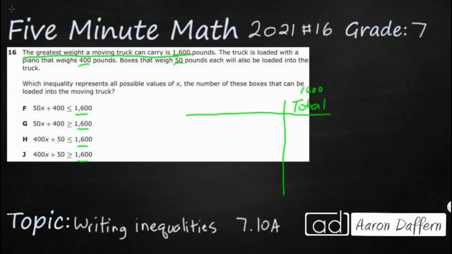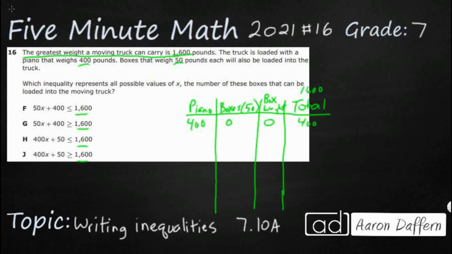So we've got this piano, and then we've got boxes. And each of these boxes weigh 50 pounds. And so I'm just going to make a column for box weight. So we always start with this piano. So that's 400. Let's say I have no boxes. So that's no box weight. So that's pretty easy. That's 400.